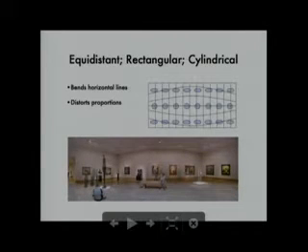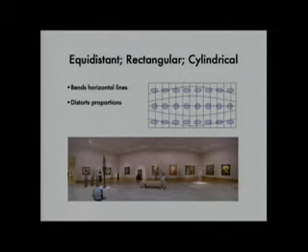And this is just a summary of what happens. The center looks good. Horizontal lines are more or less kept horizontal. Aspect ratios are more or less kept properly. As you move far away from the horizon, things get more distorted.